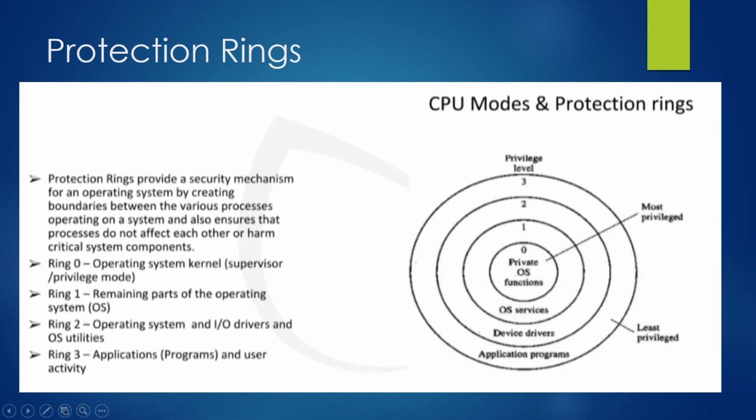Once again, we have ring 0, which is the crucial sector, such as the supervisor or privilege mode. We have ring 1, reserved for OS services, then followed by ring 2 for device drivers and OS utilities, and ring 3 is application programs. These have the least privilege.